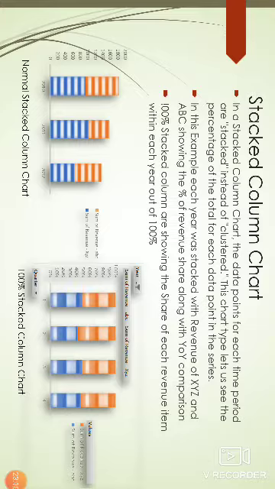So in this example, the year was stacked with revenue of XYZ and ABC, showing the percentage of revenue share along with the comparison. 100% stacked columns are showing the share of each revenue item within each year out of 100%.